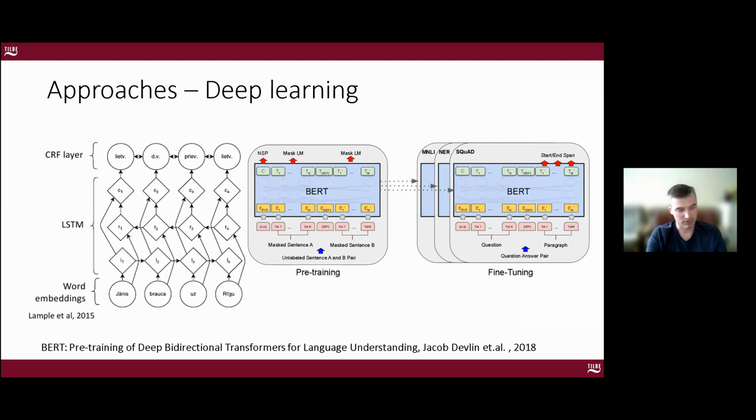But deep learning approaches, I would like to say the modern approach started around year 2015, where we have already word embeddings, neural networks, where on the left hand we see an architecture where the first layer is word embeddings, and then there are some LSTM layers and the CRF layer on top. And this architecture showed quite nice results.